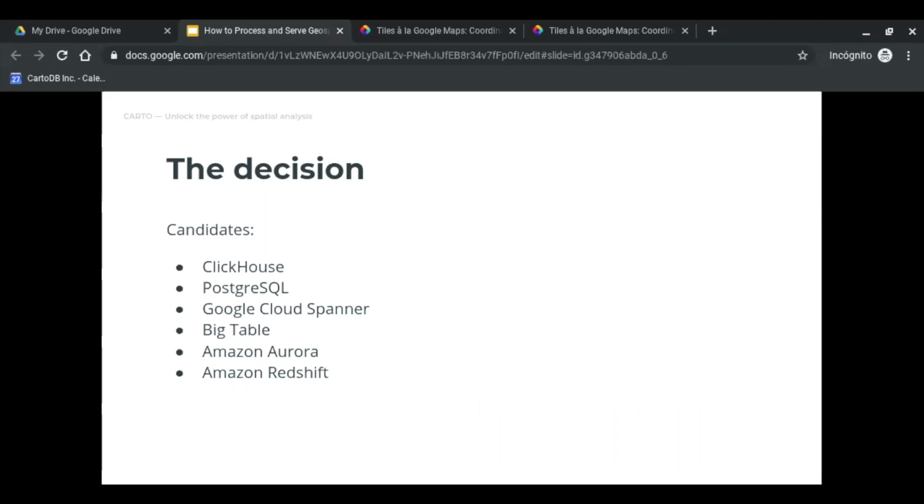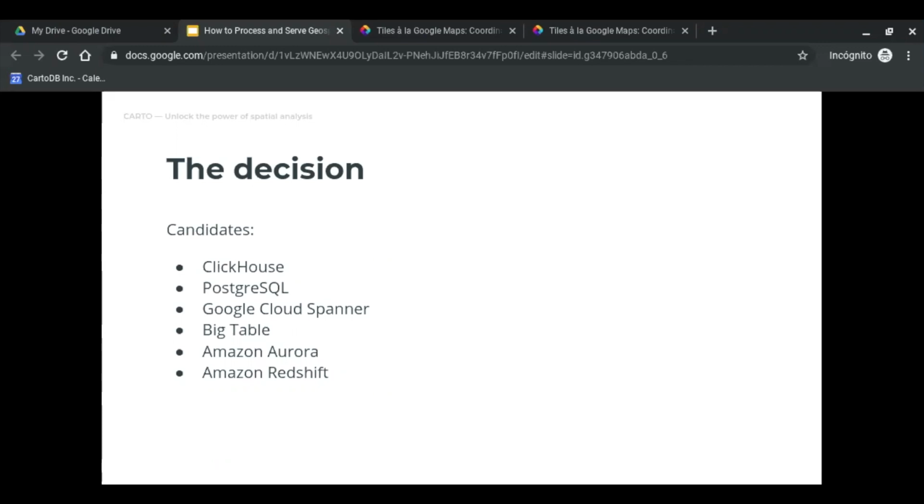So at the beginning, our idea was, okay, we have different options. We have ClickHouse, we have PostgreSQL, we have Spanner, we have BigTable, we have Aurora, Redshift. I think that with this kind of limitation, if you work with any of these solutions, you will find some result. One of them will be easier, one of them will be more difficult, but some of them will be more time consuming. And here, the first one, why did we finally decide on Google Cloud Spanner?